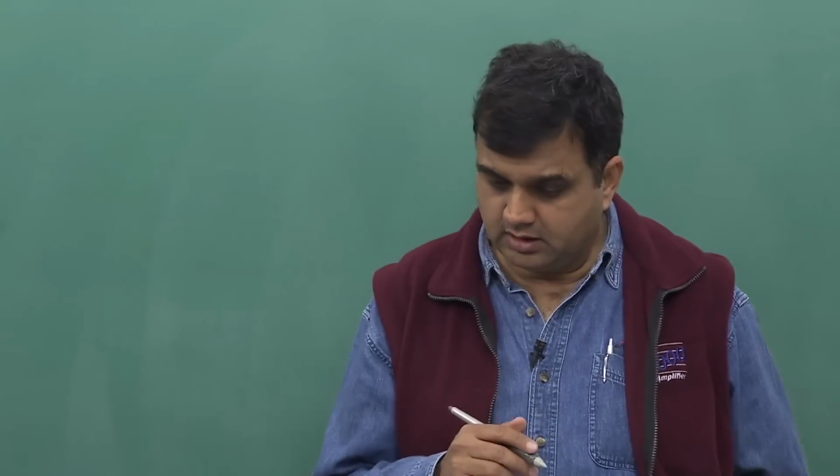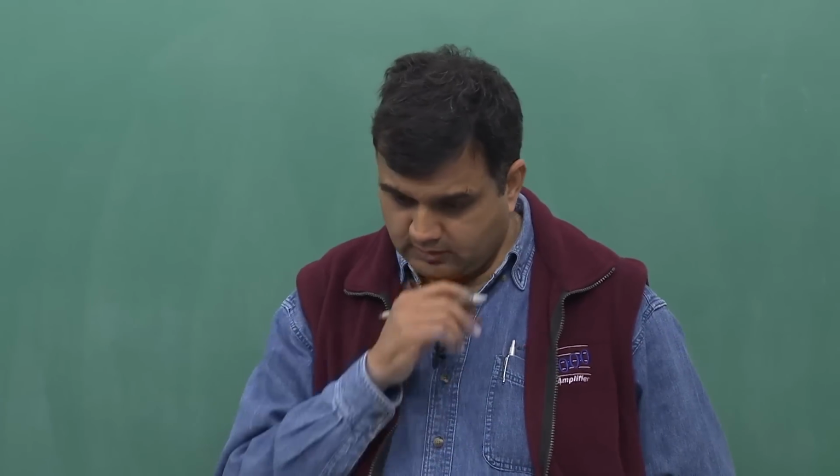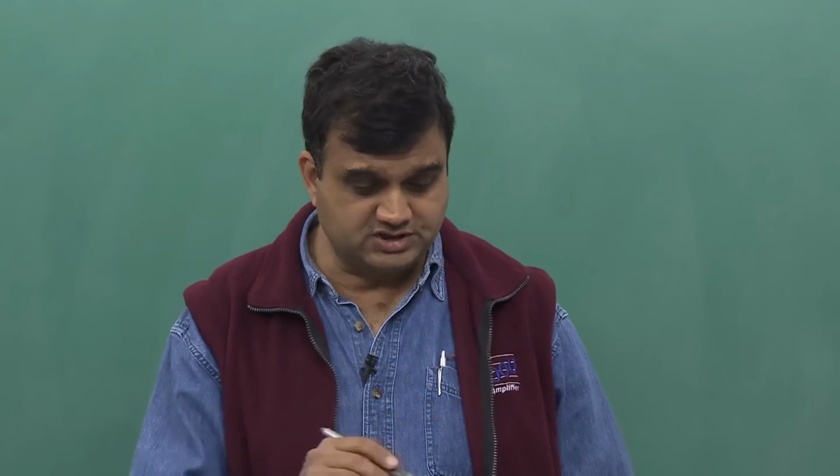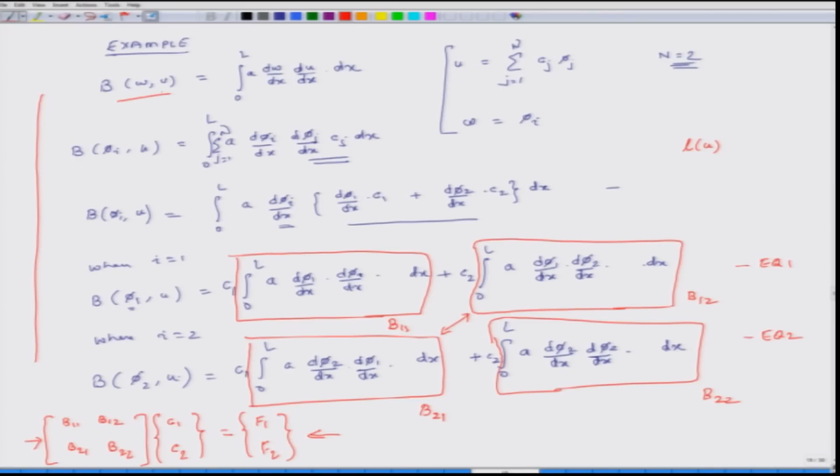Now, two important things I wanted to make. First, if you look at this B matrix and these terms B12 and B21, they are the same, because one is d phi 1 over dx times d phi 2 over dx, and the other is the differential of phi 2 with respect to x times the differential of phi 1. So, it is a symmetric matrix, and this symmetry comes because our original function B was symmetric. It is directly because of that reason.